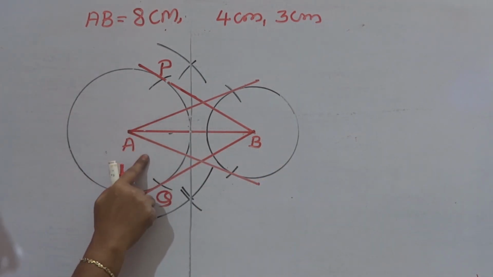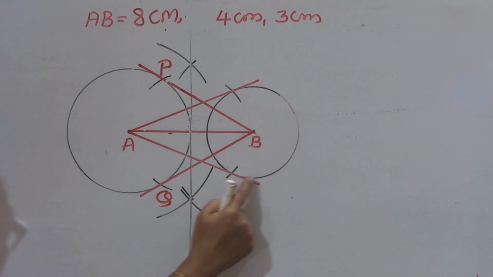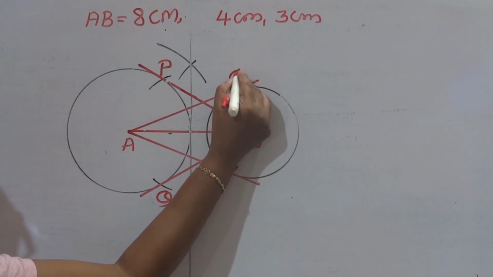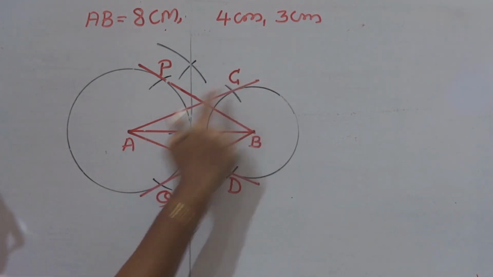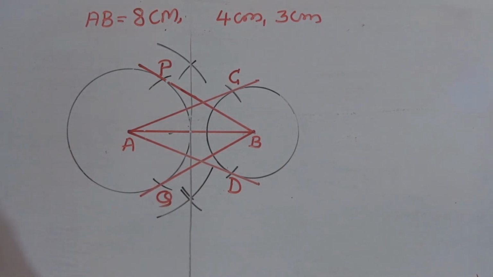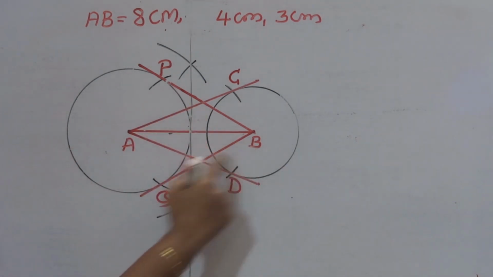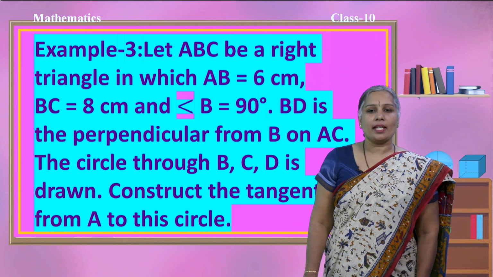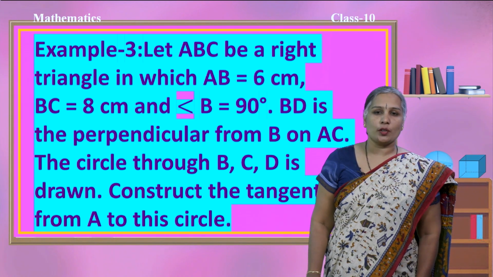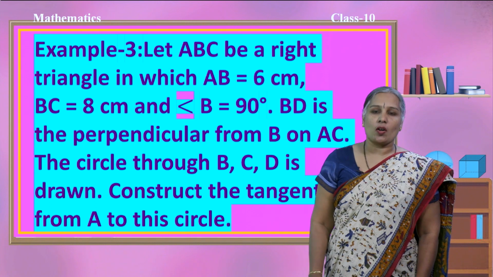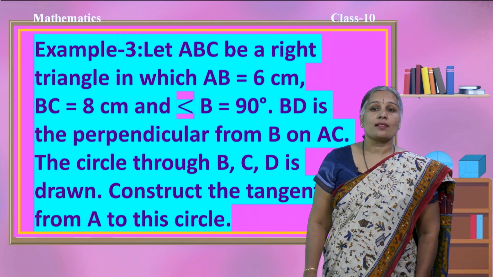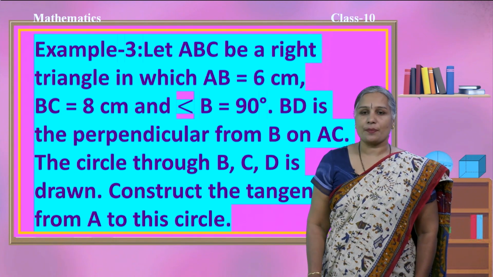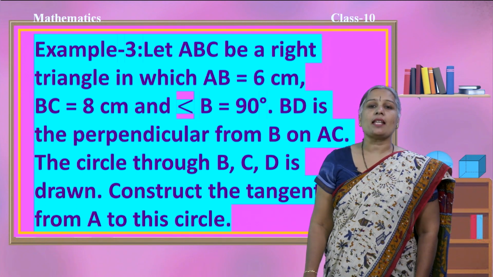These two tangents are the tangents of the circle of center B. Let us name these two tangents as C, D. Now AC and AD are the tangents to the small circle. BP and BQ are the tangents to the big circle. It is a very interesting example. Here we are going to use all the knowledge we already had about tangents and construction. It is a sort of combination of all types of constructions, you can say. Let us see that example.